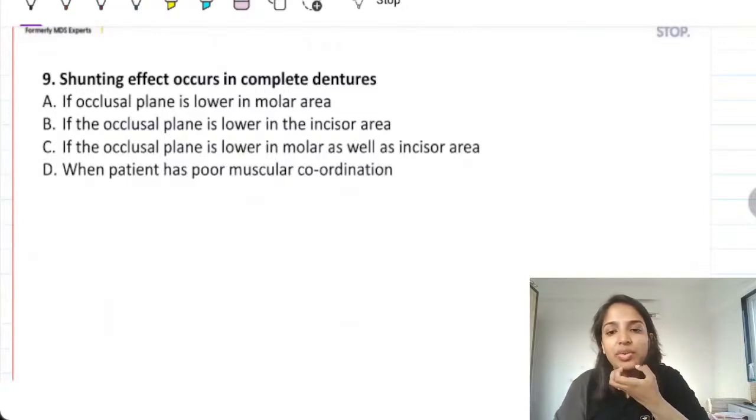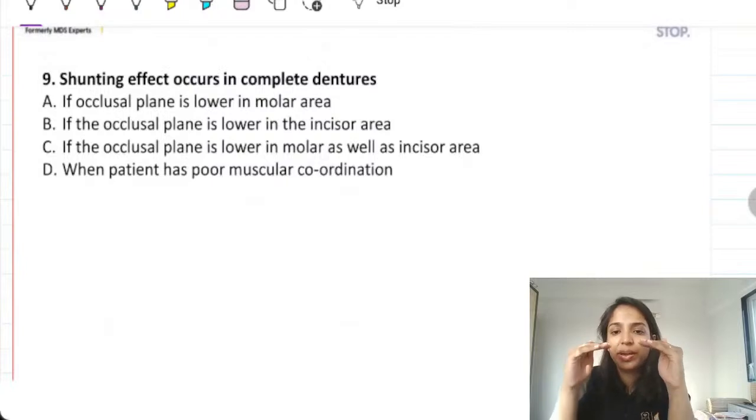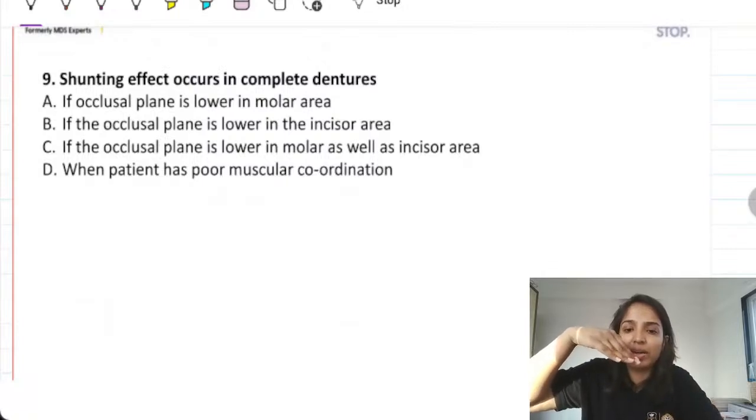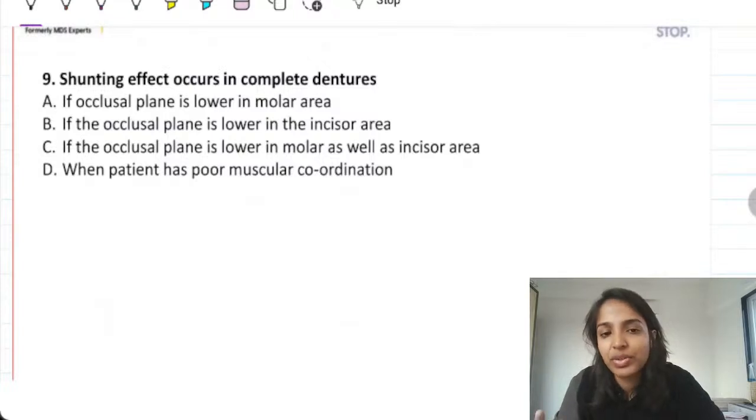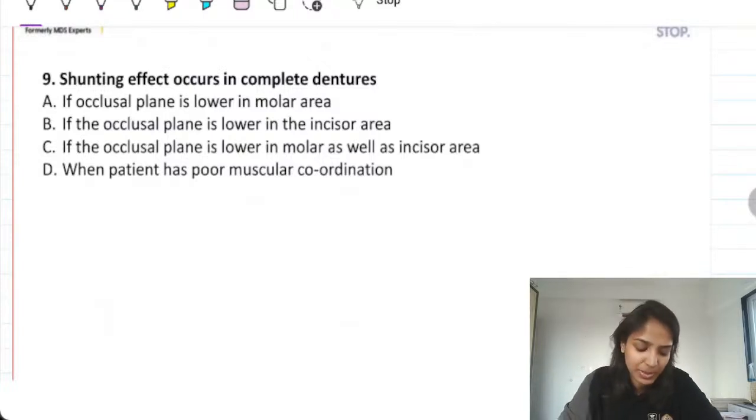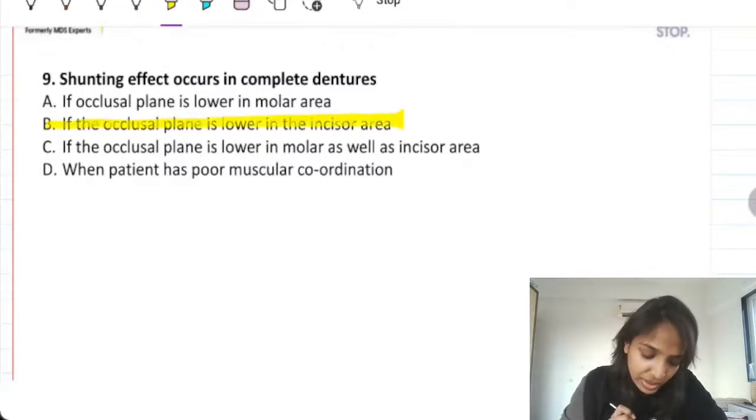Now, first, you need to understand what shunting is. When the occlusal plane is not parallel to your ala tragus line and it is inclined in any one direction, either forwards or even backwards also. However, the description of shunting is very specifically mentioned in your vouchers when the occlusal plane is lower in the incisor area. So, we will take up that as the answer.